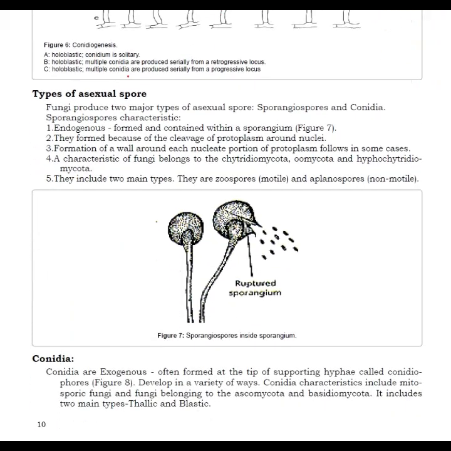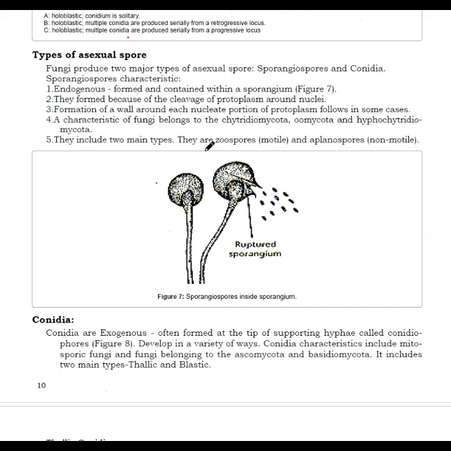So what are the types of asexual spores? It can be sporangiospores or conidia. Conidia we already discussed. Let's understand about sporangiospores. So sporangiospores, they are endogenous in nature. They are formed within the sporangium. And how are they formed? They are formed because of the cleavage of protoplasm around nuclei.